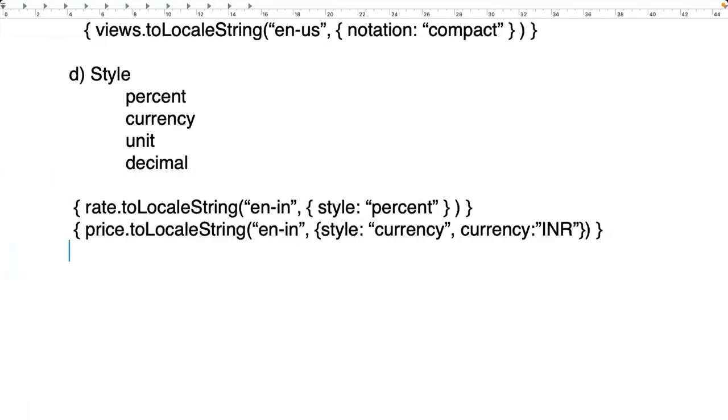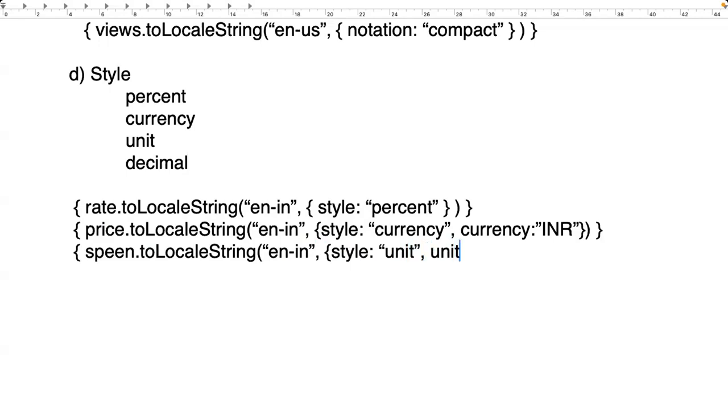So what is unit? Suppose we have speed, we have toLocaleString, and we have Indian. And what is the style? Style must be unit. Then you have to tell which unit. So unit is like kilometer per hour. Like this, we can define the units. This is an example for that. This is speed. Yeah, we can display like this.